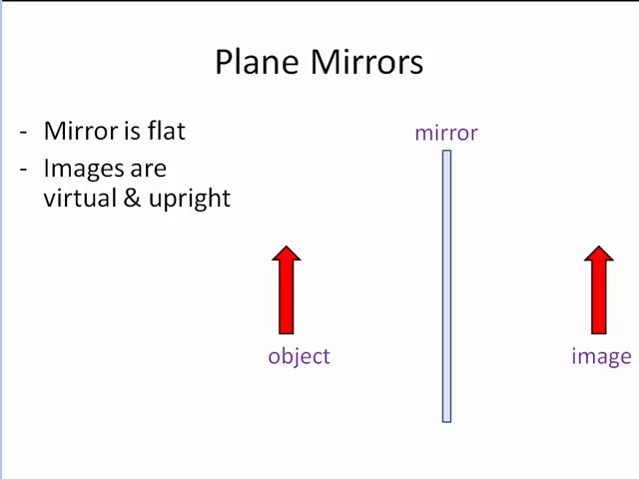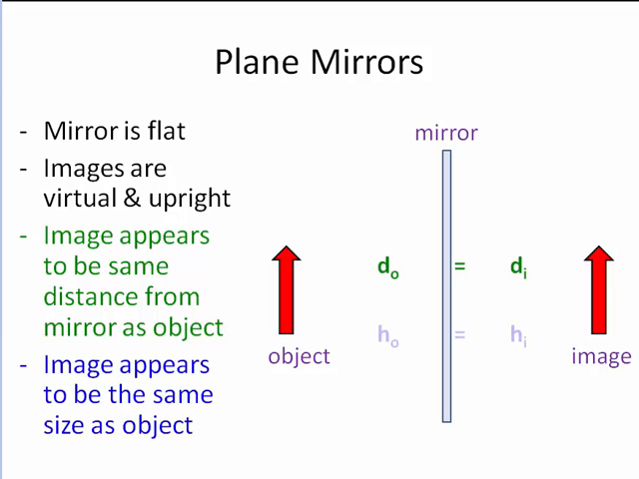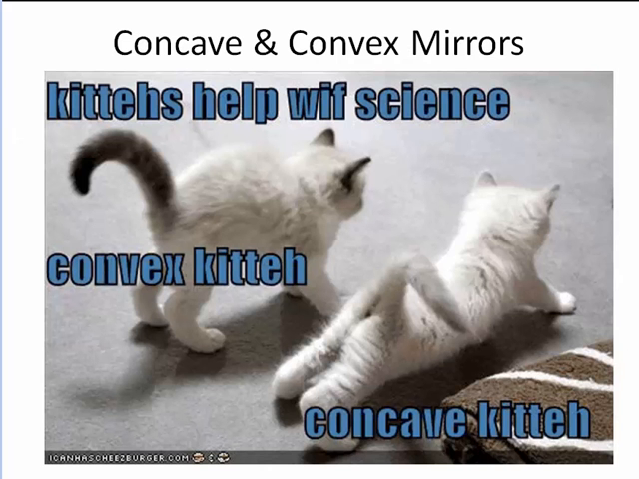Plane mirrors show images that appear to be the same distance from the mirror as the object, and they appear to be the same size as the object. You will not be drawing any formal ray diagrams with plane mirrors since they don't have a focal point to focus the light rays. Be aware though that you will have virtual, upright, same size, and same distance images for all plane mirrors. The two mirror types you will be working with are concave and convex mirrors.